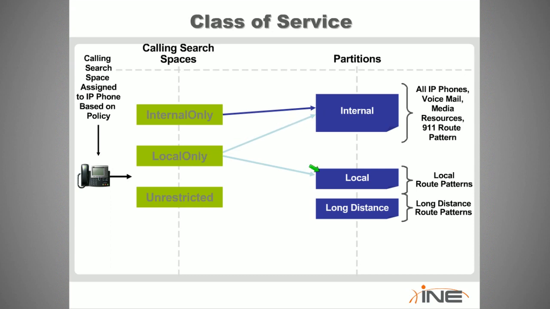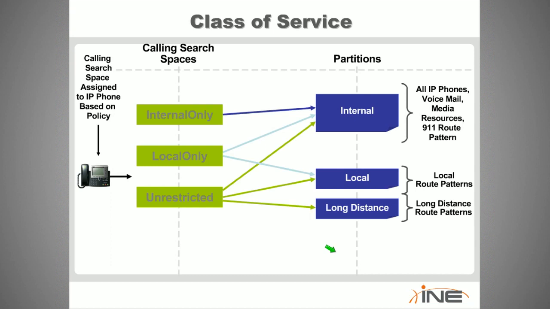Then we've got local only. Local CSS can see both internal and the local partition. And the local partition has patterns that we can dial out to the PSTN for local numbers. And then we've got unrestricted. So here we've got three CSSs. Unrestricted has internal, local, and long distance. And maybe it would have international as well. We just don't have that one drawn.